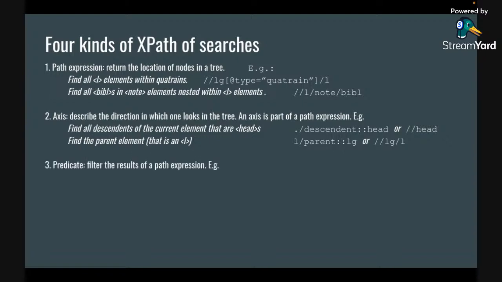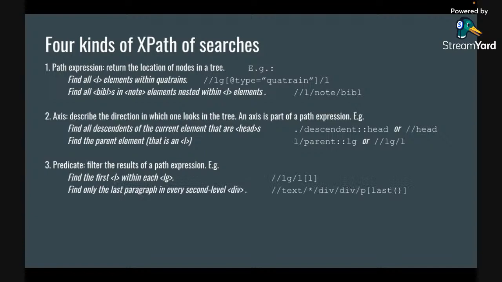Now, predicates, this is again filtering. Suppose you want to find the first L within each LG. Here you can see that the number 1 is rendered in brackets after the L, and that just means find the first thing, and in this case the thing is the L. You can also use the last predicate. So if you want to find only the last paragraph in every second level div, for example, you can see this path expression that shows you in the brackets the last function followed by open paren. So it's just find the last bit of text string within the P.